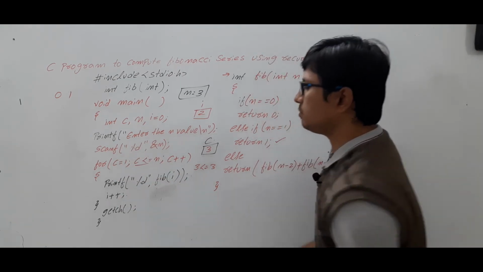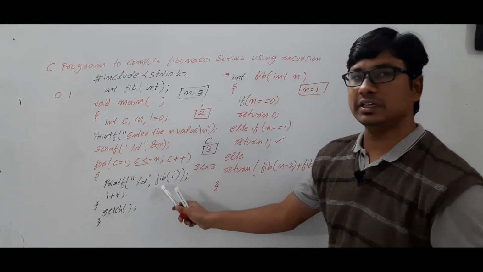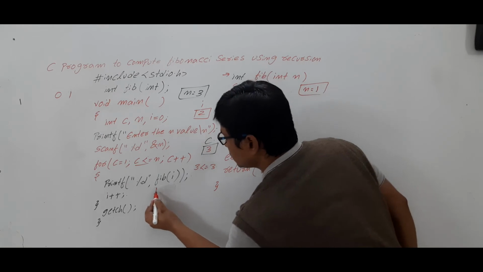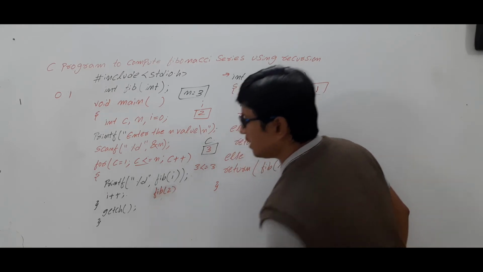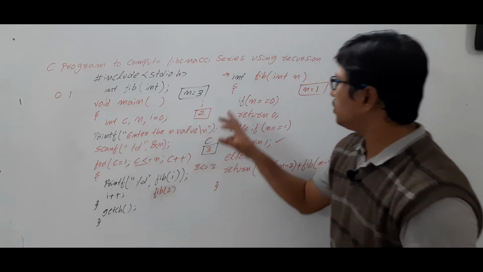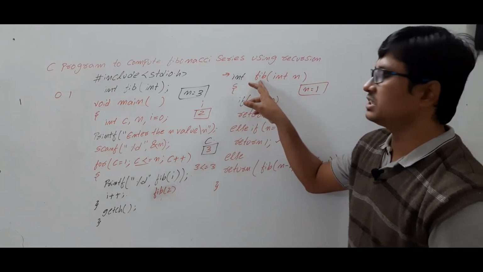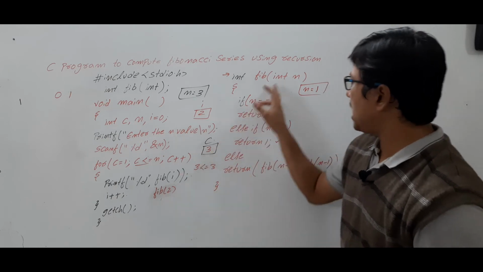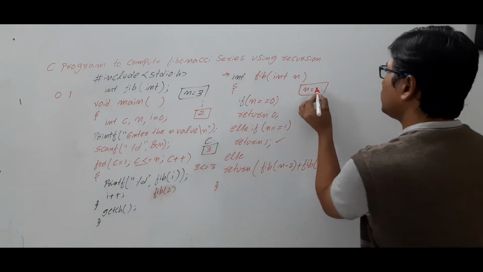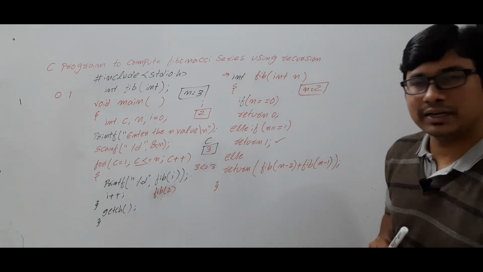What is the first statement? Printf percentage d fib of I. What is the I value now? 2. So this is calling a function called fib with an input of 2. So it will go to the function definition of fib with a value equal to 2. So now n is assigned a value of 2. Are you able to understand it or not?